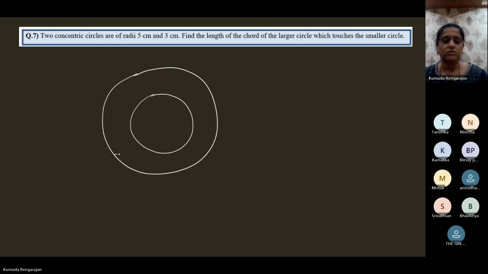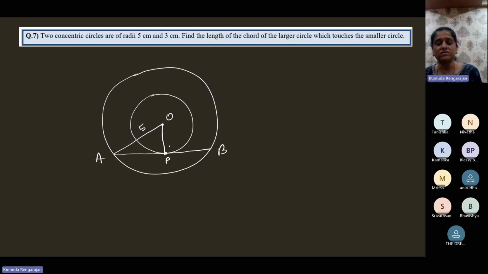Okay. So this is the chord to the outer circle, and it touches the inner circle at this point P. AB is a chord to the outer circle. It touches the inner circle at P. Now, what are the radii given? This is the center. When you join O to A, that represents the radius of the outer circle, 5. When you join O to P, it represents the radius of the inner circle, which is 3.